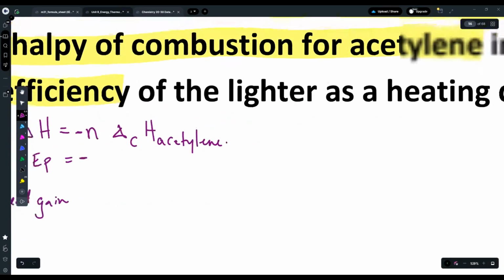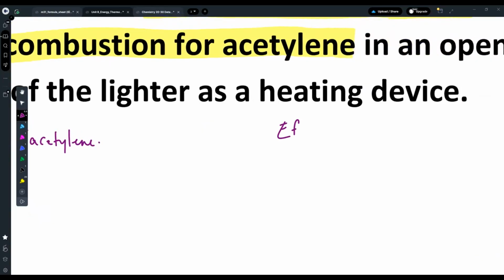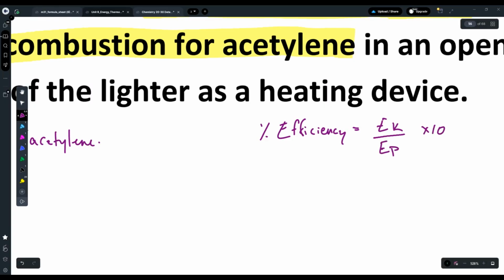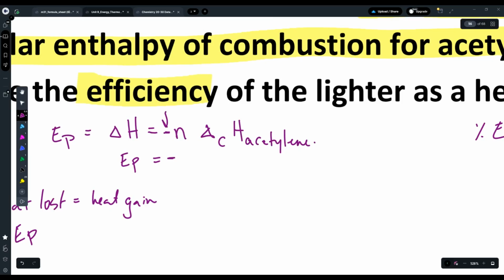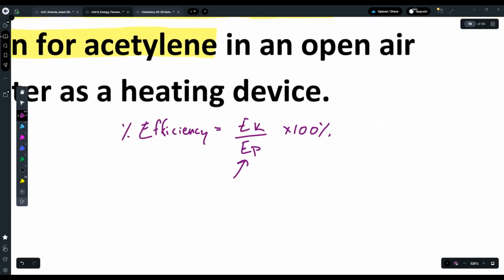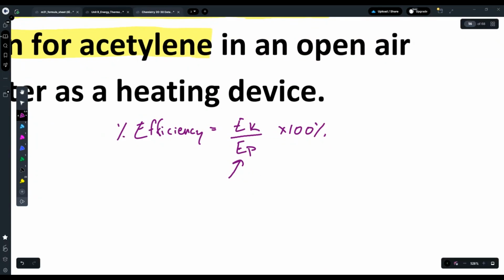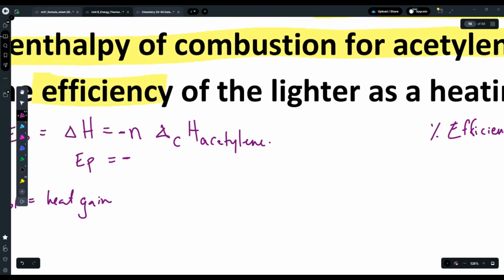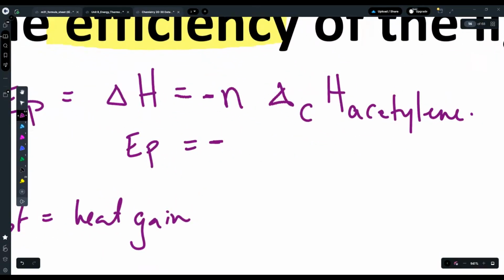Once we put this into our percent efficiency calculation, EK divided by EP times 100%, if we don't put in this negative here, then that's going to cause our potential energy to be negative, which will mean our percent efficiency will come out negative. It doesn't make sense for the efficiency of a process to be a negative percentage. So that's another reason why we need to have this negative here.